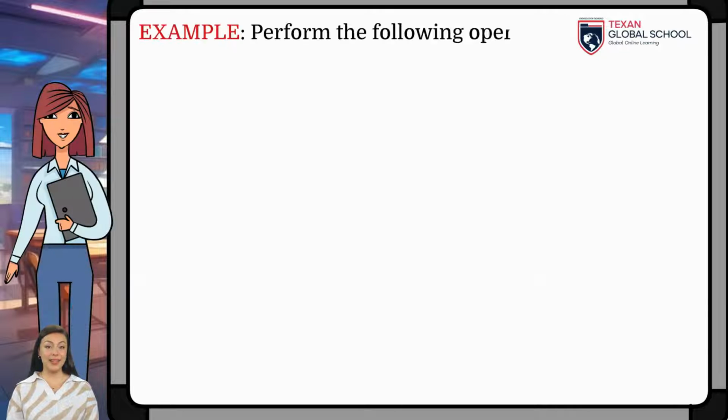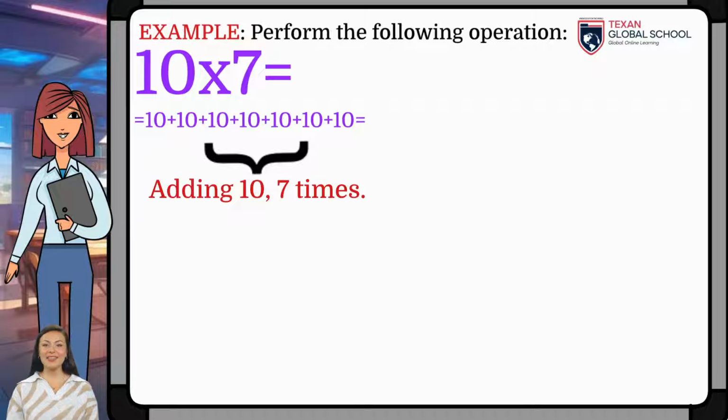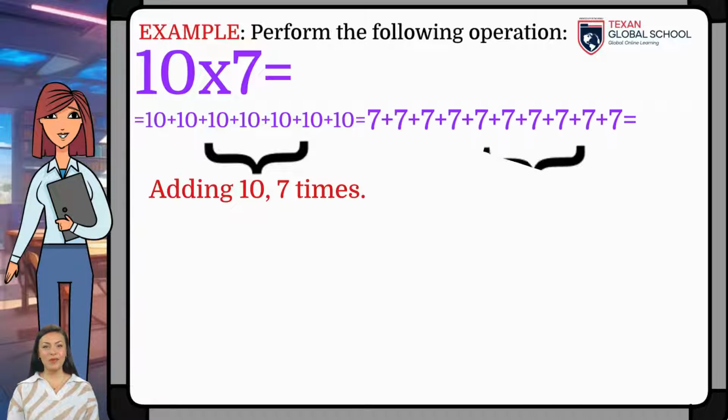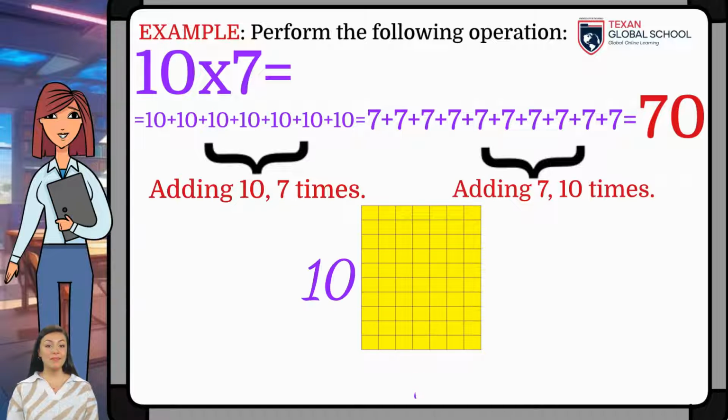Now, multiply 10 by 7. We add 10 seven times, or we add 7 ten times. Therefore, 10 times 7 is 70. The model represents 10 rows by 7 columns. So we have 70 ones. Hence, we can conclude that 10 times 7 is 70.